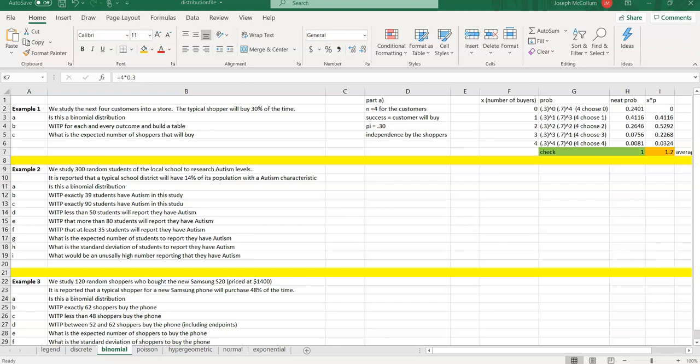All right, we studied 300 random students of the local school to research autism levels. It is reported that a typical school district will have 14% of its population with an autism characteristic.